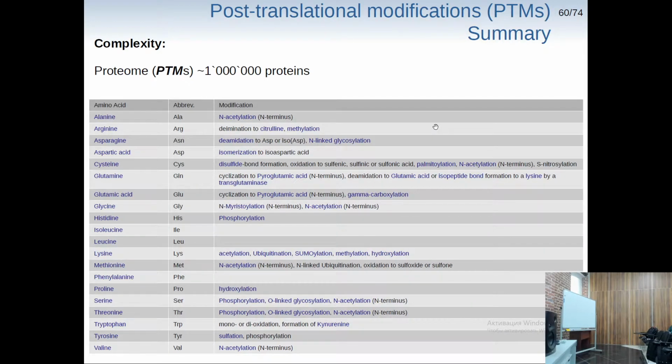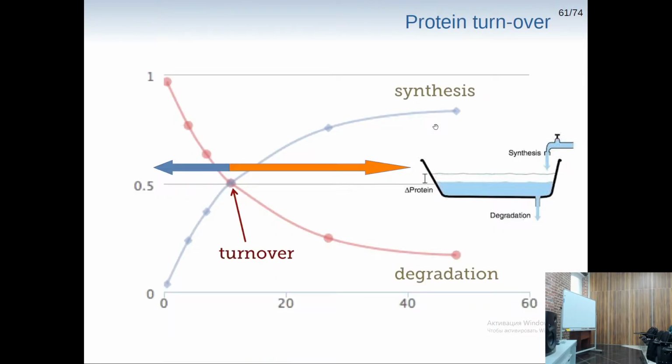I will skip this one, and we also have to discuss that we have interest not only in endpoint concentration of different proteins per se, but also in the so-called turnover, because what we have here is synthesis of protein and degradation of protein. And we can get more protein by either decreased degradation or increased synthesis.